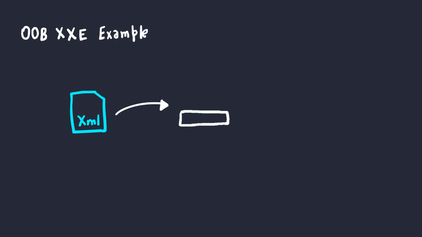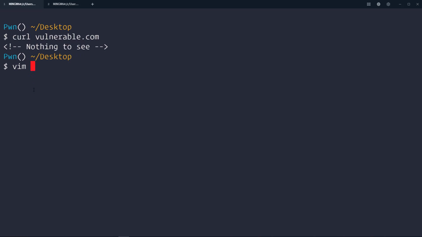Let's look at a simple out-of-band XXE scenario. We have this web application, which parses your XML input and says nothing about it in the response, meaning that this is just a blind XXE. So to test for blind XXEs, we can simply make a request to our web server using external entities instead of the file path. Let's try that.